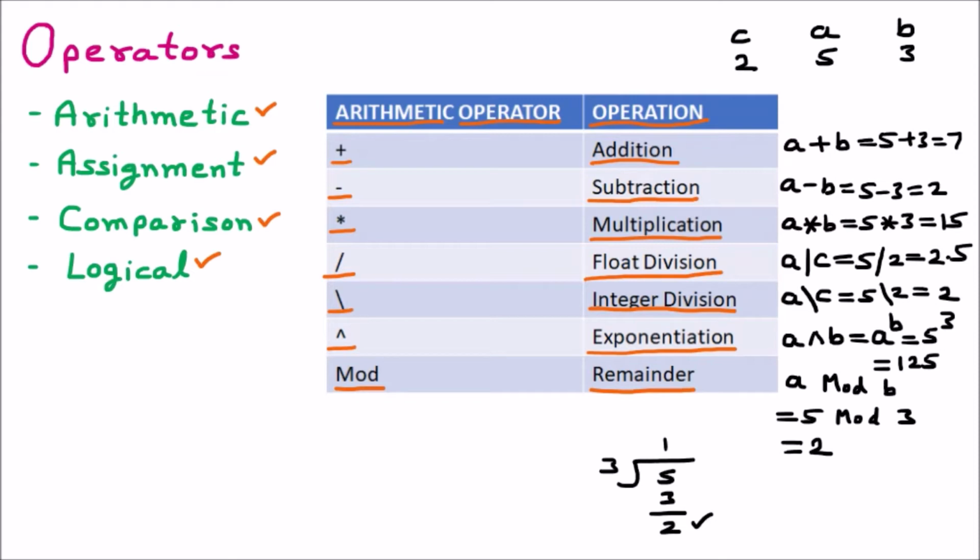So these are all the arithmetic operators. And now we are discussing the next type of operator, which is the assignment operator.